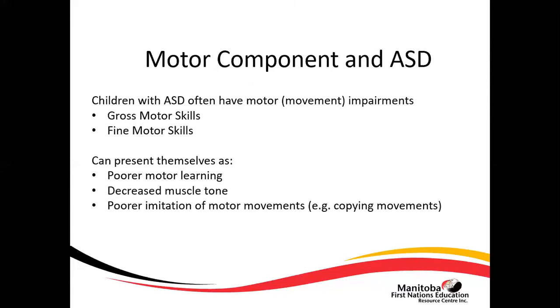Like I mentioned, these impairments are not necessary for a diagnosis, meaning not all children with autism will show challenges with these skills, but it is possible and it's also very common. And we'll talk a little bit about why that might be. Often when a child is struggling with their gross motor skills, they might show challenges with motor learning, so a little bit behind compared to their peers at learning new movements. They might also have decreased muscle tone or a higher body mass index, and might show some challenges with imitating movements, say in a game of copying.